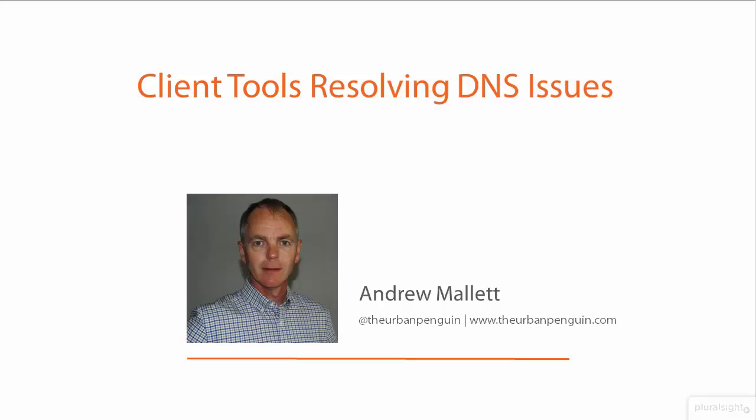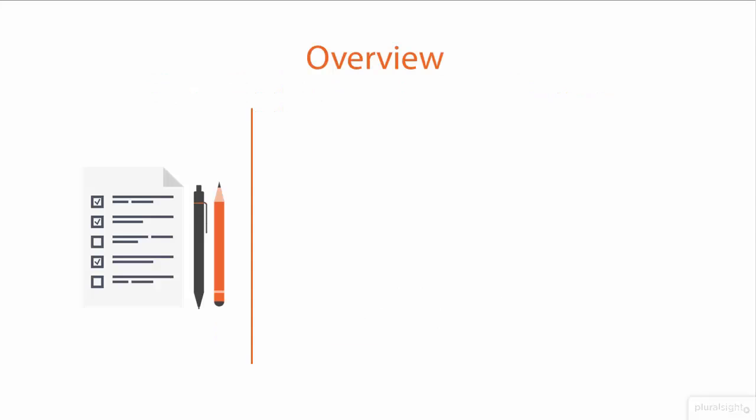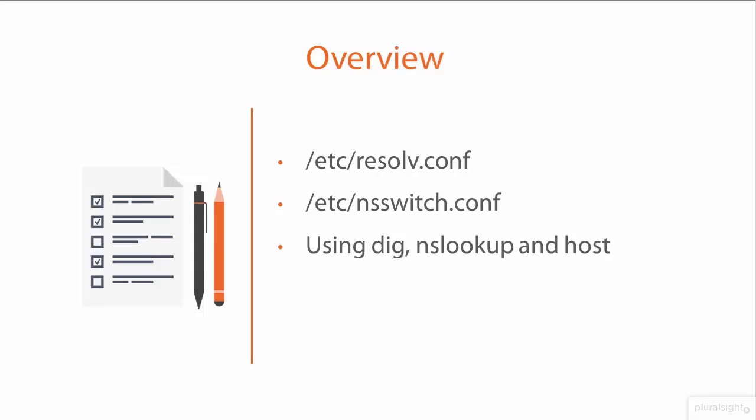My name is Andrew Mallett and we're going to take a look at our client tools and how we can start using them to resolve DNS issues. In running through this section, we're going to take a look at the resolve.conf and how we can control the network manager if we don't want the resolve.conf overwriting, or how we can set our own settings within the configuration files for each interface. We'll be looking at the name service switch file, and this controls the order in which name resolution will carry out.